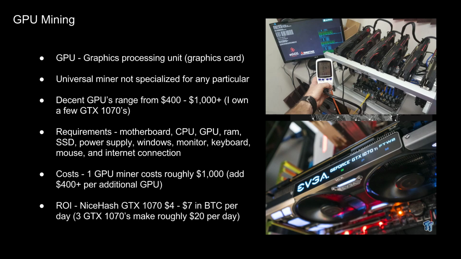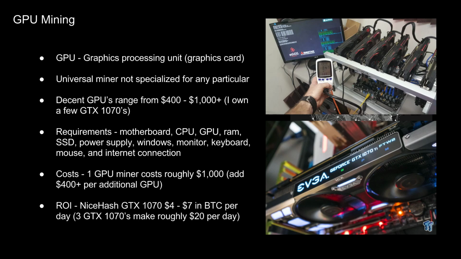And it may sound difficult and complex to build your miner at first, but it's actually not as difficult as it sounds. For a bare bones miner, you'll need a cheap motherboard, CPU, RAM, SSD, power supply, Windows, as well as the monitor, keyboard, mouse, and internet connection. The main component, the GPU, is the only pricey item you really need.